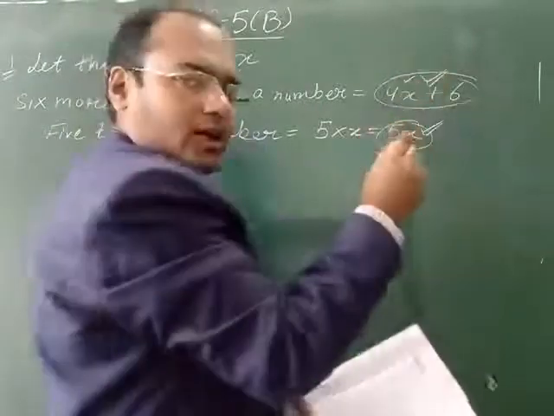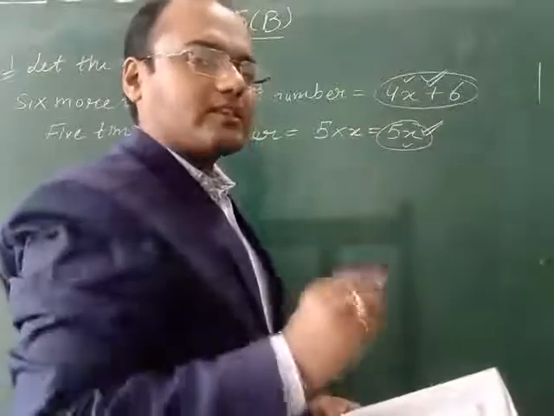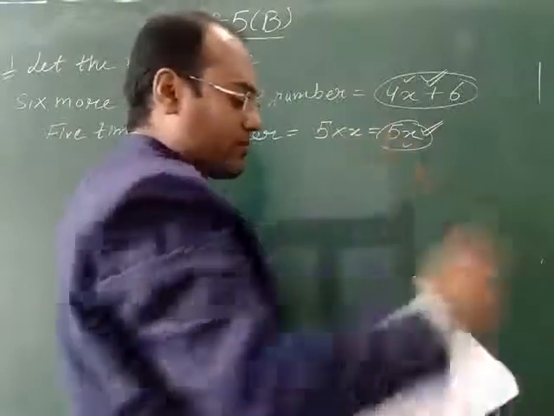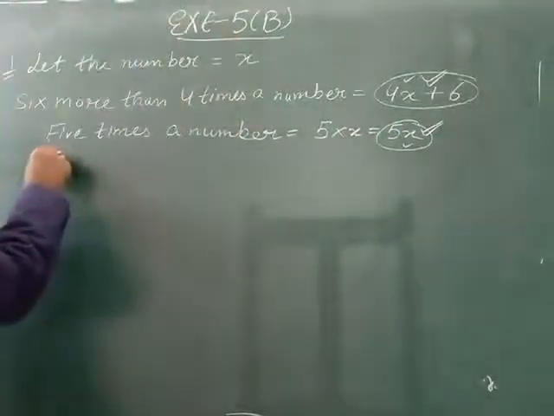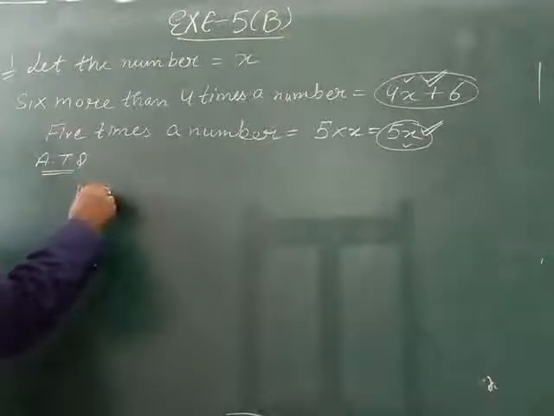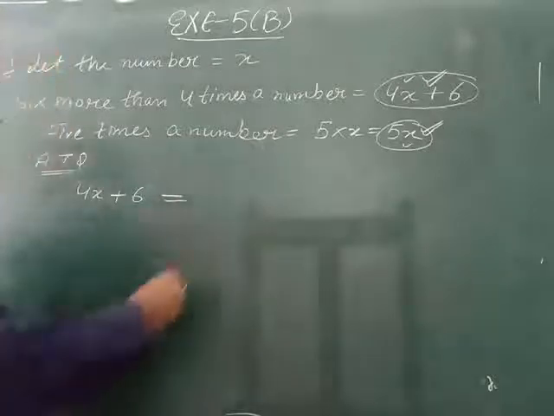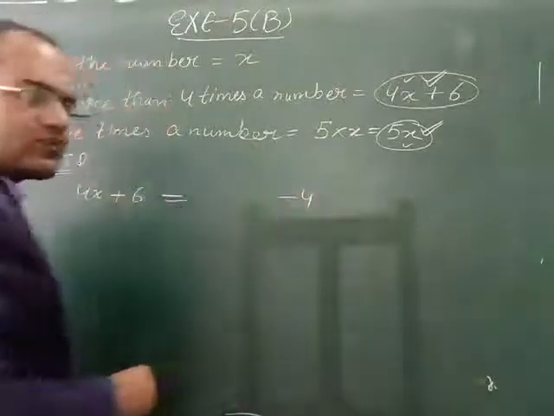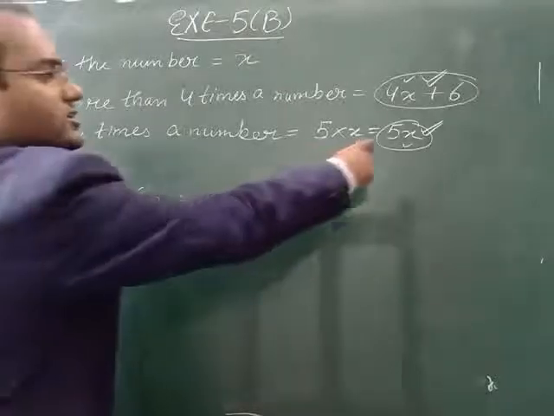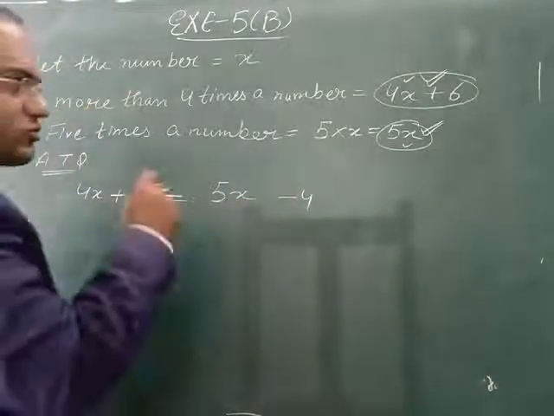This one is smaller and this one is larger. This one is how much smaller? 4 less. In the question it is written this one is 4 less than this number. So according to the question, 4x plus 6 is equal to 4 less. 4 less means minus 4 you will do. In which number you have to subtract this 4? This one, 5 times a number, that means 5x. So the first way to do this question is this one.